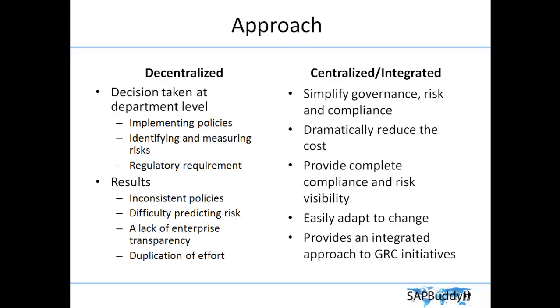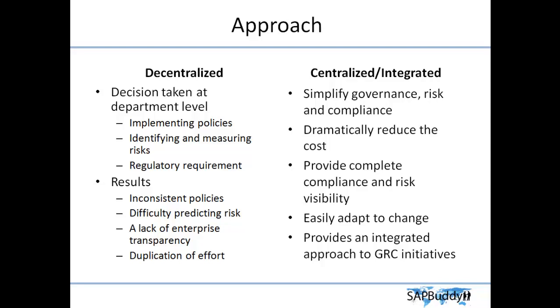So what is the approach? Let's classify into decentralized and centralized or integrated approaches. In a decentralized approach, decisions are taken at the department level. That means implementing the policies, or identifying and measuring the risk or regulatory requirement. All these decisions taken at department level will result in inconsistent policies. The decision taken for identifying one particular risk will differ from one department to another department, and there is difficulty in predicting the risk. Yeah, lack of enterprise transparency.